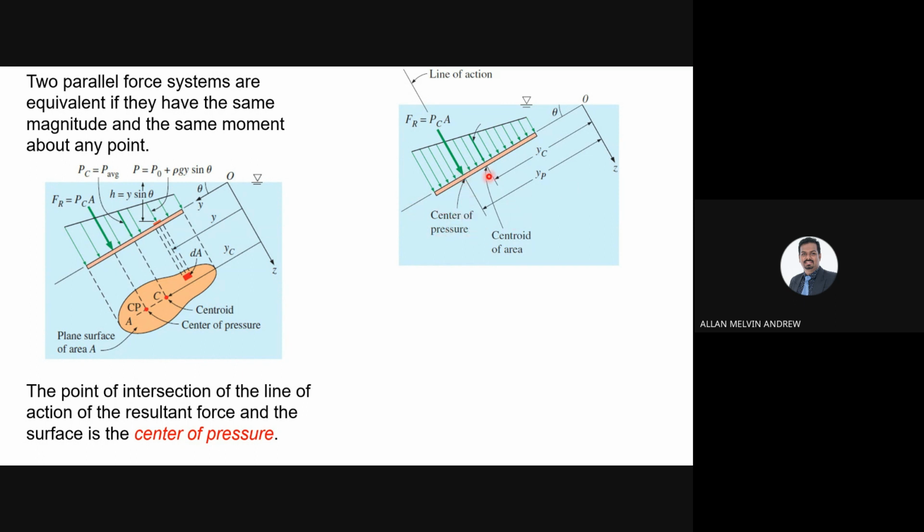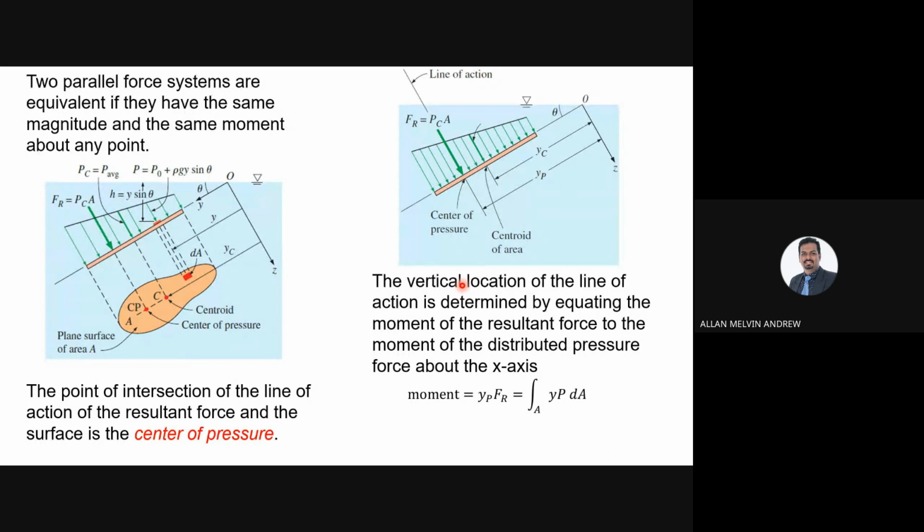And this is the centroid of the area. The centroid of the area is the balance point of an object, like how you can balance a book using a finger. The point where it balances is the centroid of the book. Even a paper you can do that. All bodies subjected to gravity have a centroid, a balance point. But the center of pressure is the place where the force is applied continuously. So that is the center of pressure.